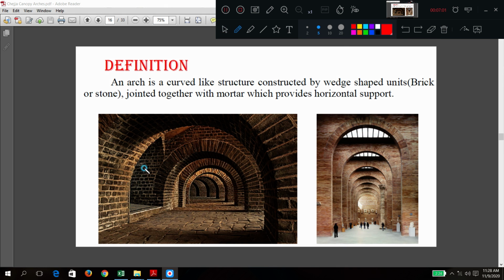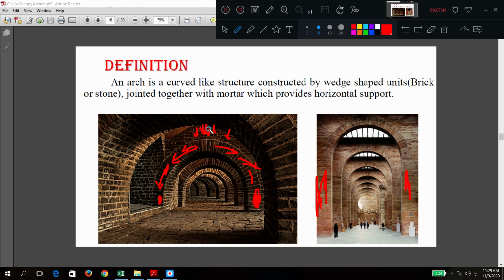What is happening? See this arch, the second one here. Whatever load is coming from the top on this arch is putting these blocks into compression. What type of force is induced when you put load from the top? These wedge-shaped units will get compressed, and thus that load is transferred through the abutments, the sides. These are called abutments, nothing but support structures.